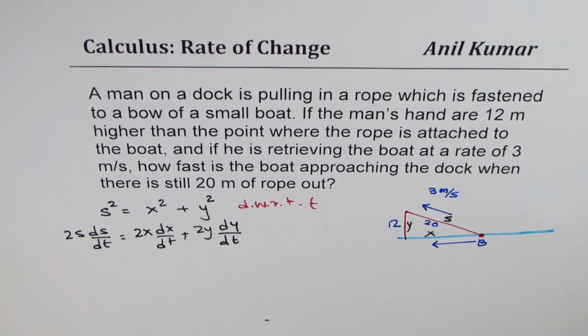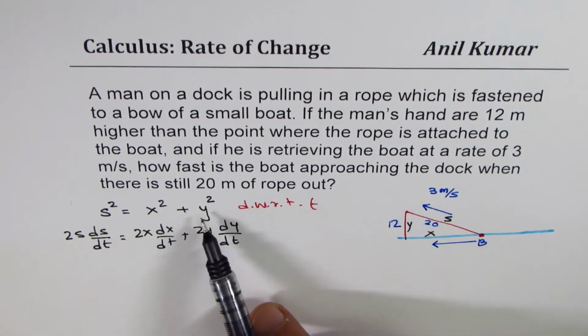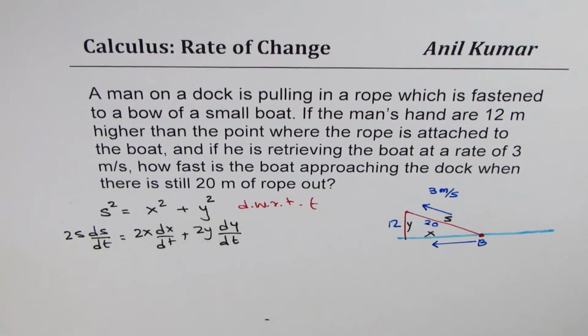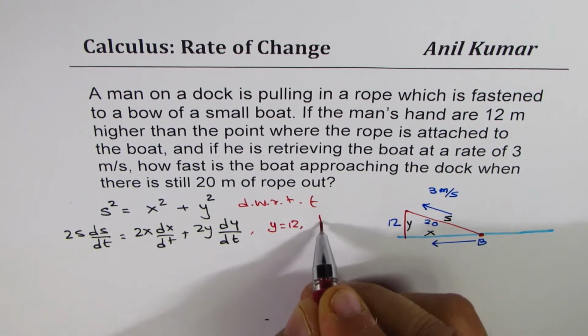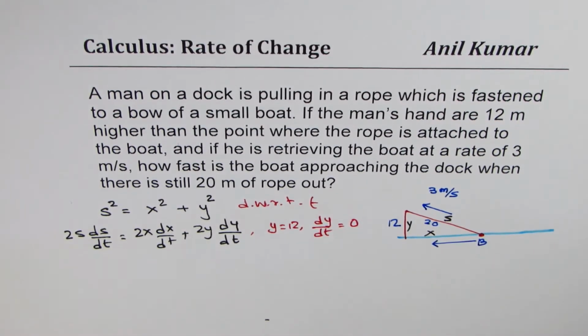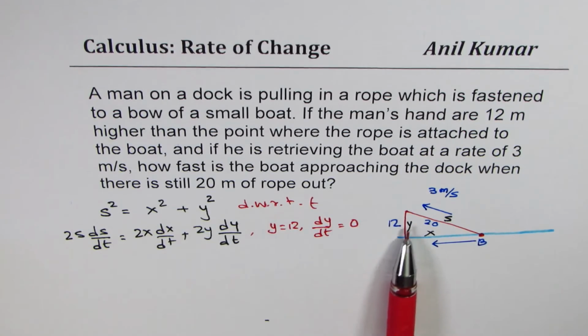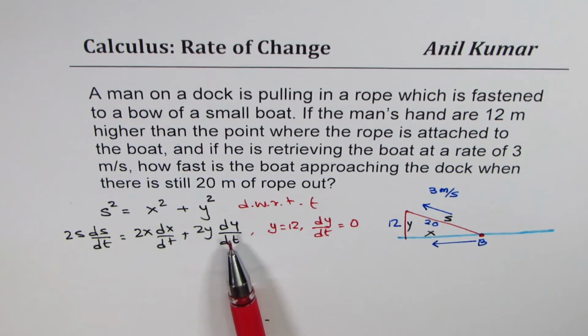Right. Now my y is actually fixed. I should have written 12 here, right? So since y is equal to 12, we know dy/dt is equal to 0. Does that make sense to you? Since y is fixed, dy/dt is 0. So this term is 0. I could have written 12 here, right?